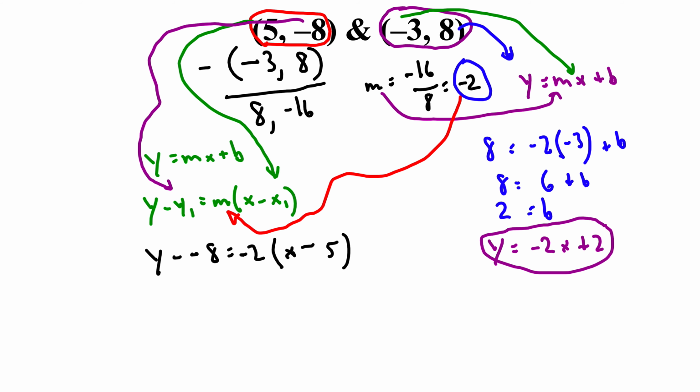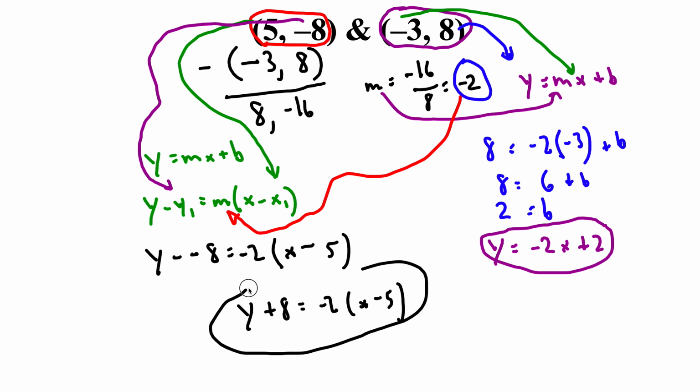Now, I would expect that you simplify this. That is, no one writes y minus -8. We write y plus 8 equals -2 times (x minus 5). You don't have to distribute, but that would be a valid point-slope form for that linear equation. And that actually is it.